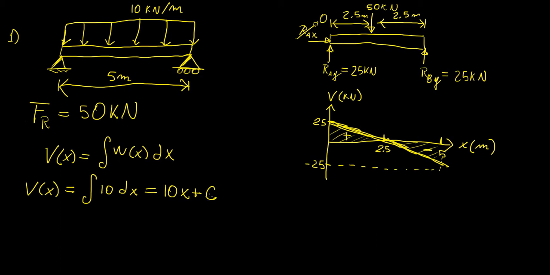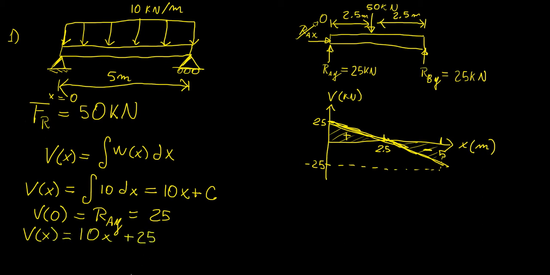And usually that constant is related to the reaction force that is right at the beginning of the section. So if we choose this point over here to be x equals 0, then C is going to be the shear force at point 0. So shear force at point 0 is going to be equal to the reaction at AY, which is equal to 25. So in this case, the shear force equation is going to be 10x plus 25. Okay, so that's essentially it.